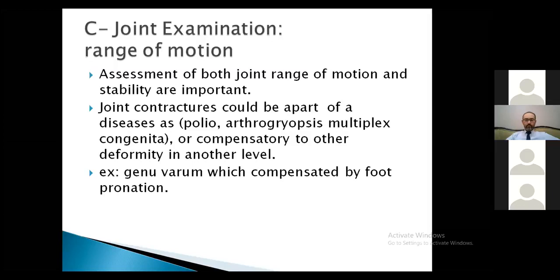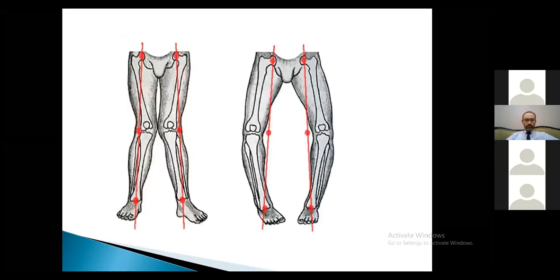For example, genu varum is compensated by foot pronation, and genu valgum by foot eversion. This is the axis which I'll talk about: genu valgum and genu varum, foot pronation and foot supination.